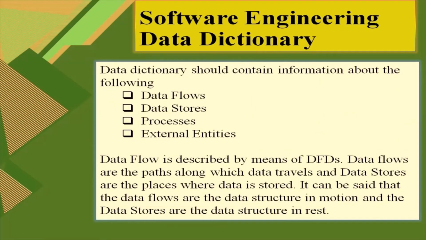Data dictionary should contain information about data flows, data stores, processes, and external entities. Data flow is described by means of data flow diagrams. Data flows are the paths along which data travels, and data stores are the places where data is stored. It can be said that the data flows are the data structure in motion and the data stores are the data structure at rest.